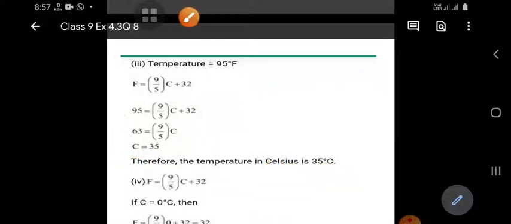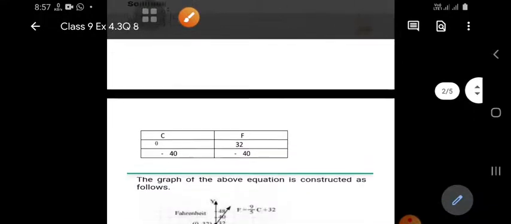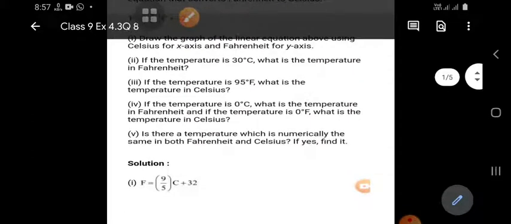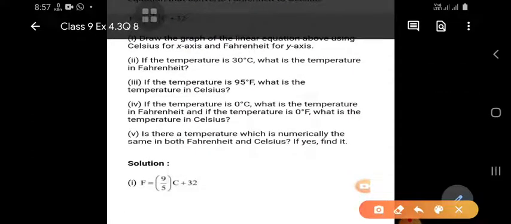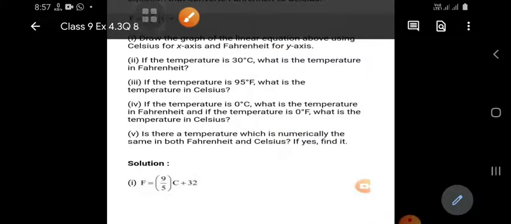Now we will solve question number 4. First we read what condition is given here. If the temperature is 0 degree centigrade, what is the temperature in Fahrenheit? And if the temperature is 0 degree Fahrenheit, what is the temperature in Celsius? Two questions are given here. First one, if Celsius, that means C is equal to 0, then what will be the F? And second question, if F is equal to 0, then what will be the C? So we come to question number 4.